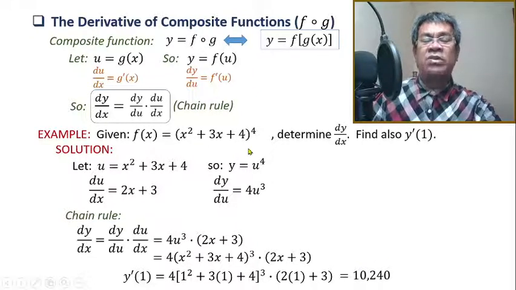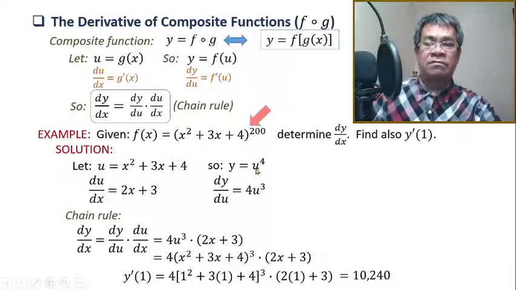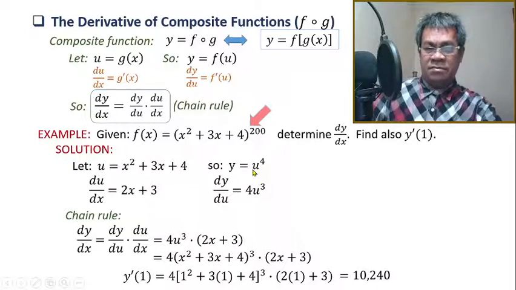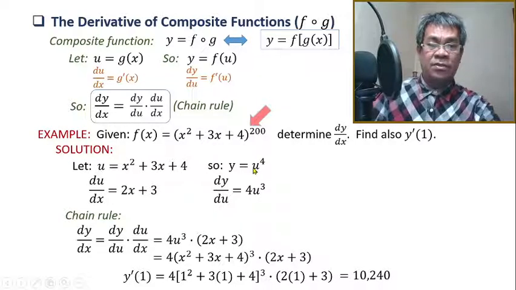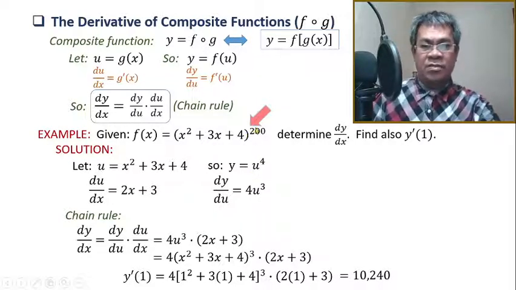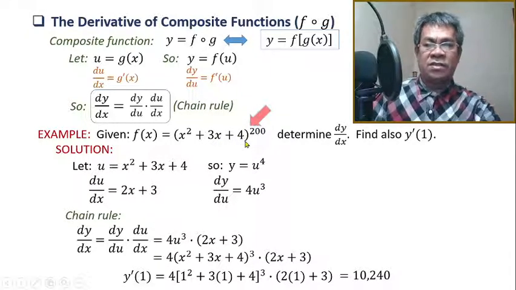Okay, now what will happen if this exponent becomes 200? So can you expand? Of course, no. Right? We cannot do it. Why? Because this is a huge or complicated result when you expand this one. We cannot do it. So with this, we are forced to use the chain rule.